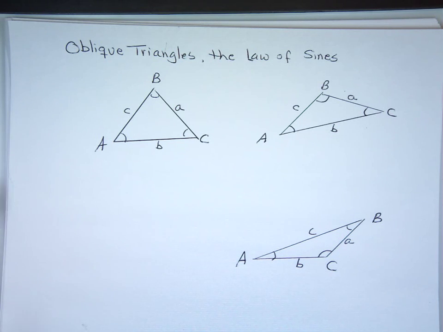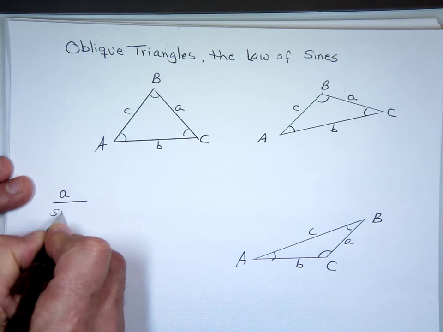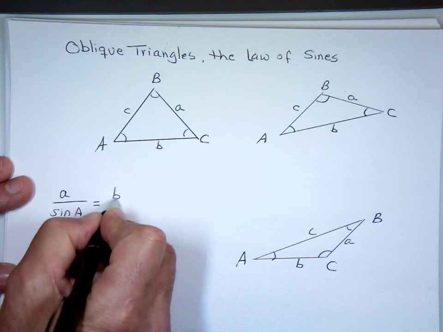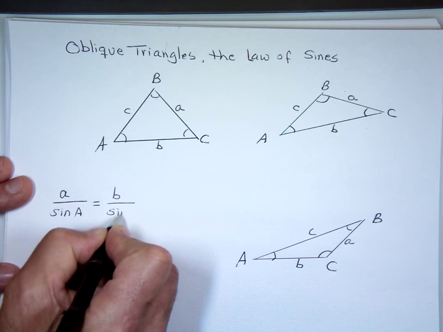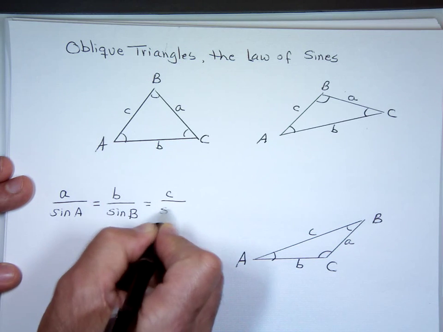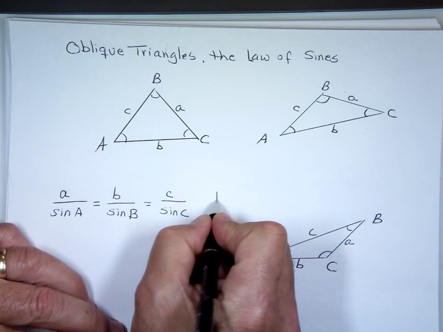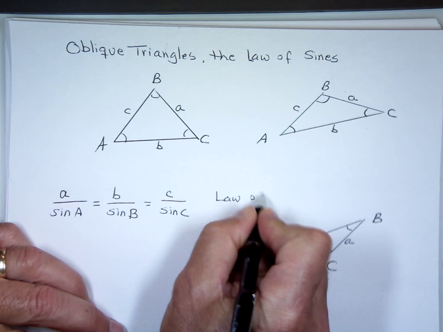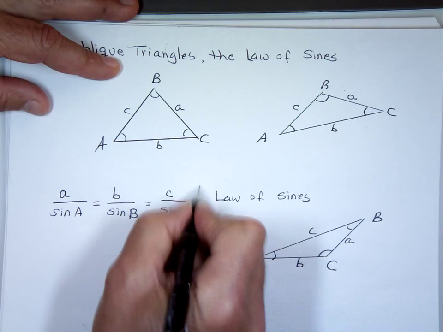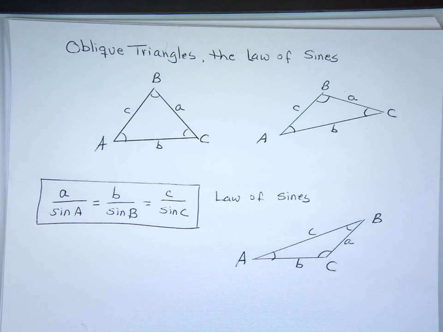The law of sines says the ratio of a to sine A is always the same as the ratio of b to sine of B, which is the same as c to sine of C. That's the law of sines. This is the law of sines, right there. So when somebody asks you, what's the law of sines? That's it.